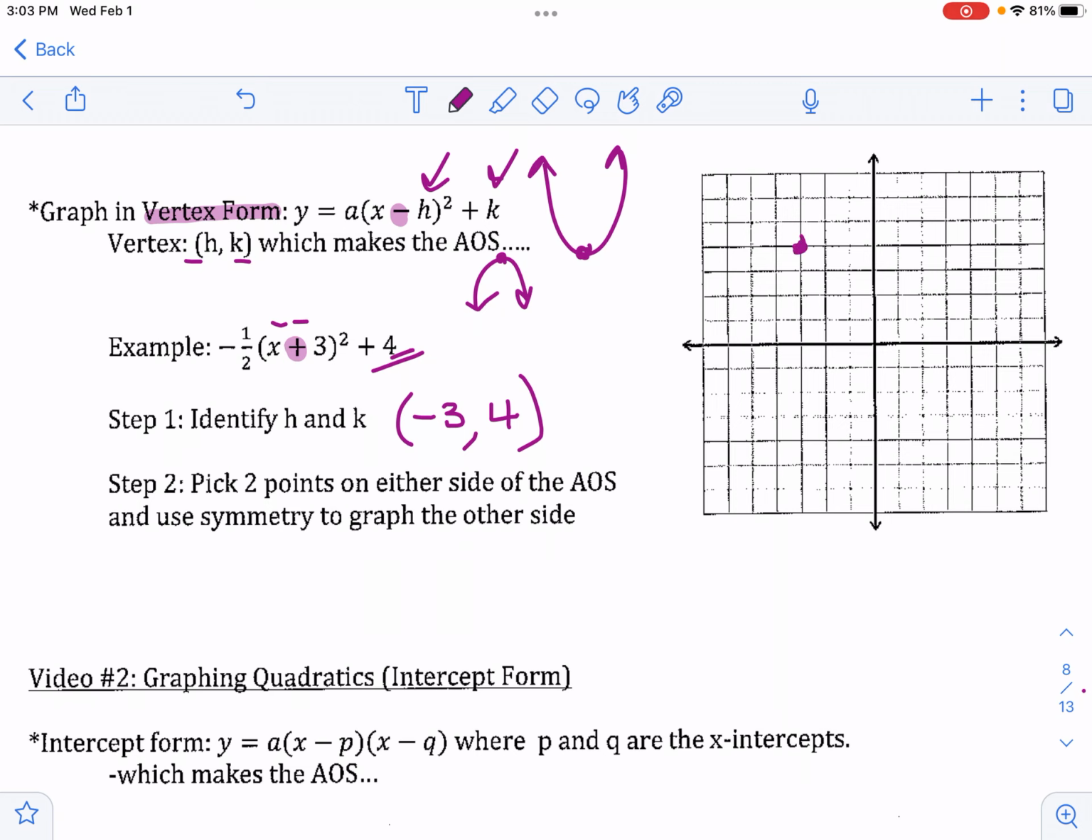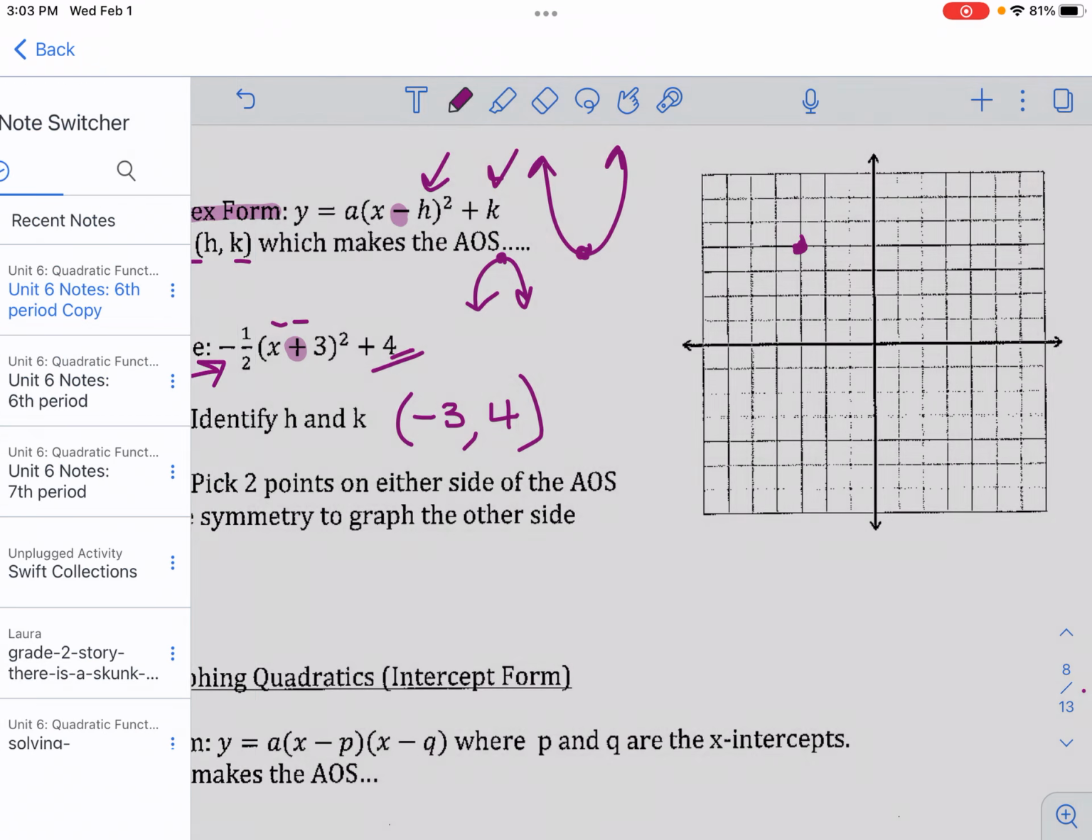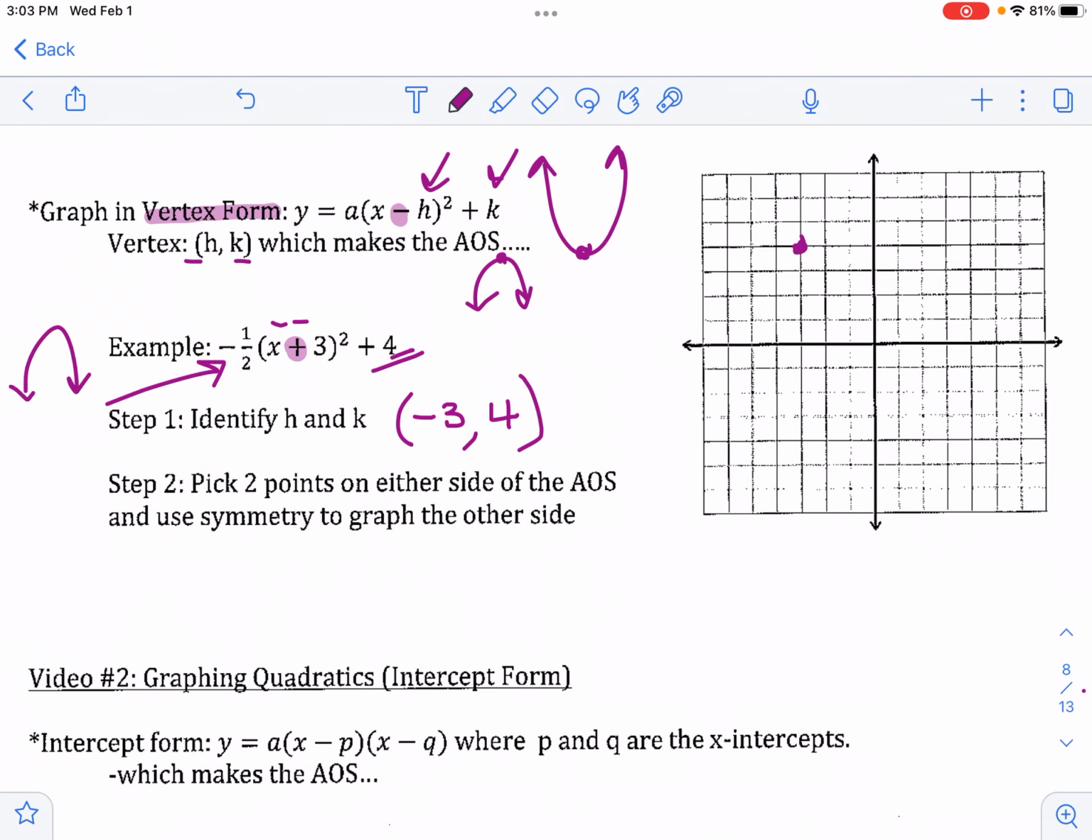All right. I also might take a look and notice that my a, the value in front of my squared term, is negative. So I can deal with this in terms of an upside down u. I know my u is going to be facing downward. All right, so now I'm going to pick 2 points on either side of my axis of symmetry and see what happens. So let's say I'm going to pick -2.